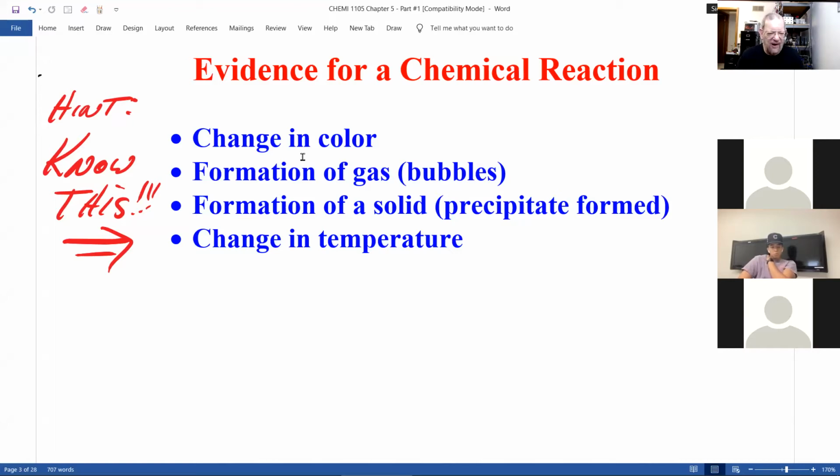Now, another way to know when a chemical change occurs is when you see formation of gas, otherwise known as bubbles. And again, formation of a gas proves you've had a chemical reaction. Now, the third way is when you see a formation of a solid. Organic chemists or chemists in general call this a precipitate.